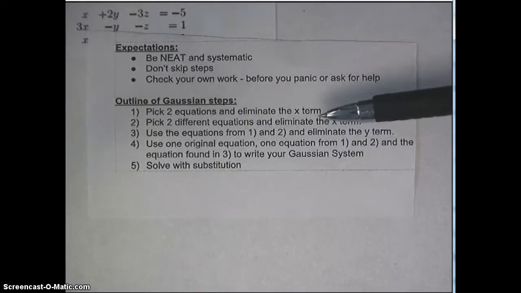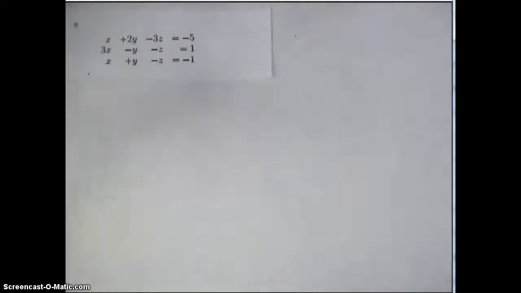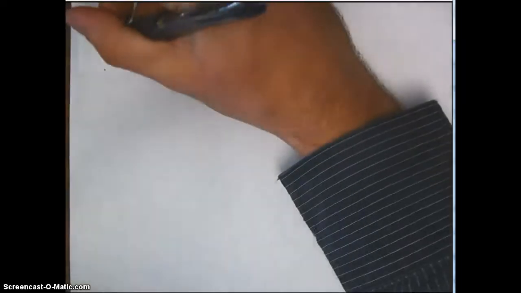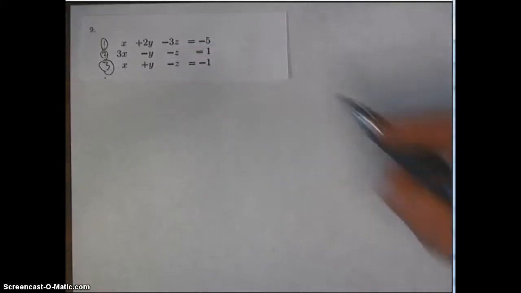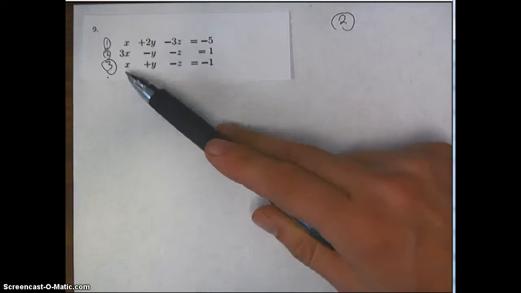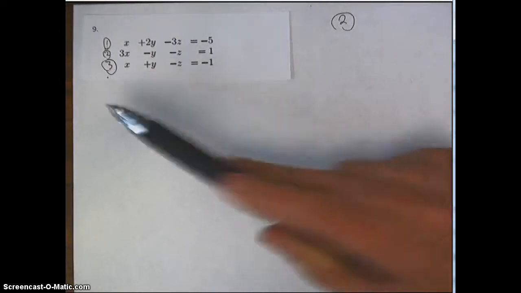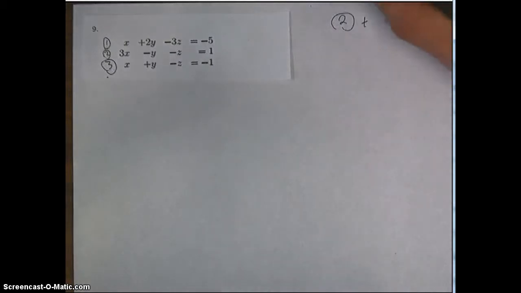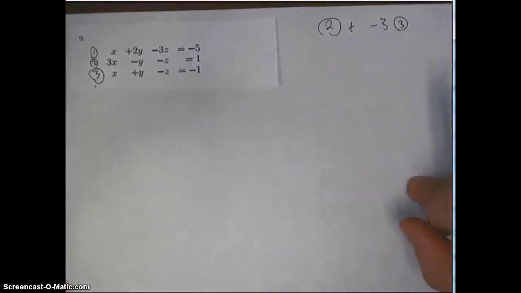So we should always start from the beginning. Start with pick two equations and eliminate the x term. Even before that, I like to number these equations. I like to number them 1, 2, and 3. I'm supposed to pick two equations and eliminate the x term. So I'm going to start with equation 2, and I want to get rid of an x. If I compare that to equation 3, what I need to do with equation 3 is multiply it by -3. So I'm going to do equation 2 plus -3 times equation 3.